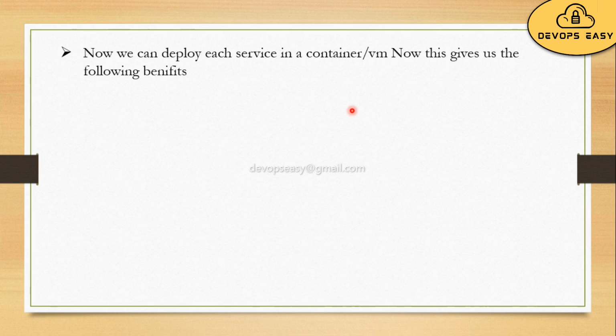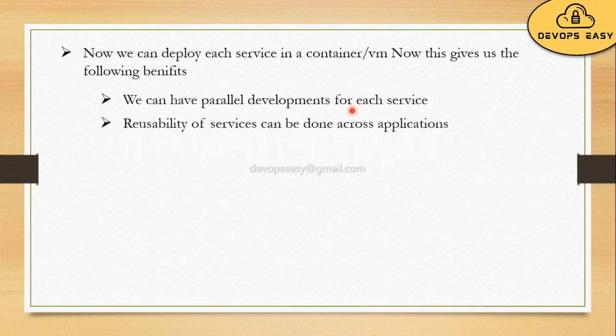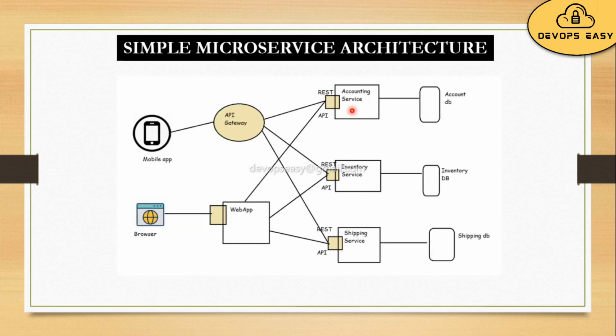So now we can deploy each service in a container. What is the benefit of shipping it as a container? We can develop each service in parallel. That means I can work separately on this service, and I can work separately on this service. If I want to update the version of only this service, is it possible? Yes, so like that you can work independently.